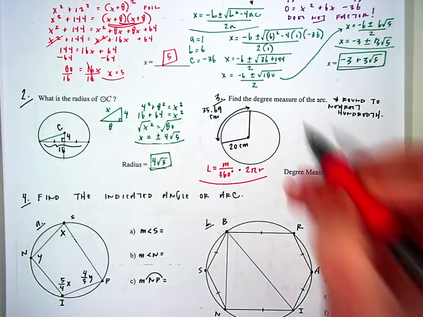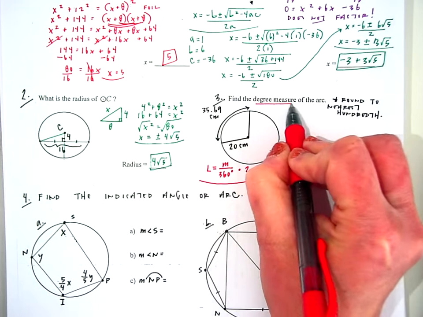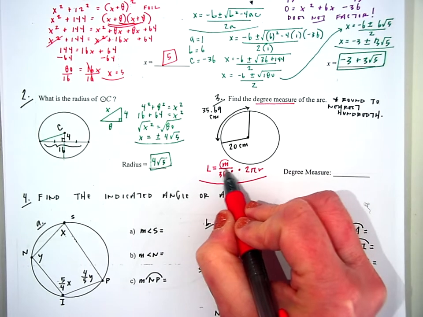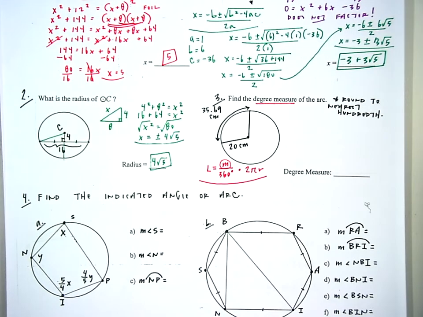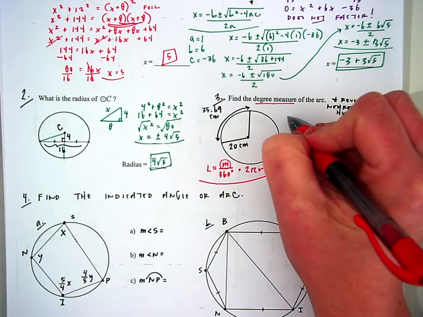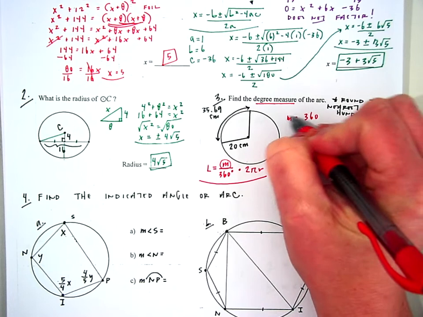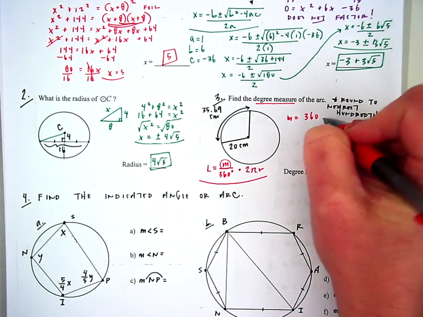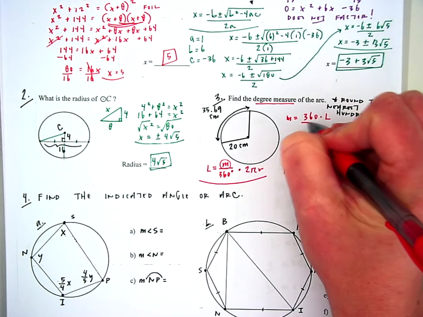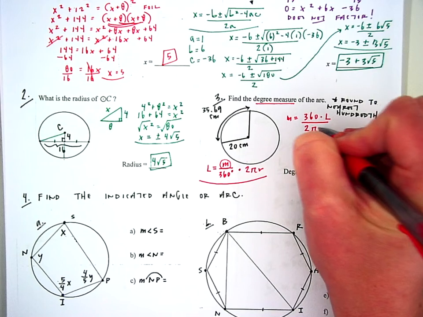But here I'm asking for the degree measure of the arc. So I'm asking for the m. So I just want to remind you that we solved our equation for m. We used a little bit of algebra to get there. We cleared the fraction by multiplying by 360, and then we divided by the circumference. So we got this beautiful new formula, which is just isolating the m instead of the l: 360 times the length divided by the circumference.